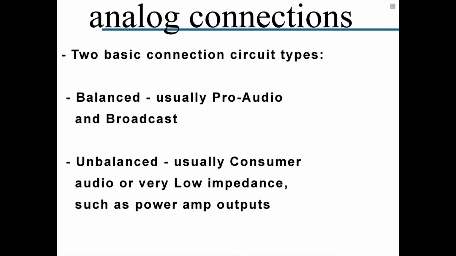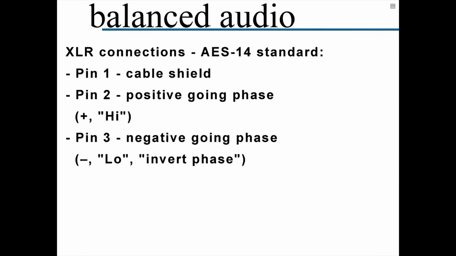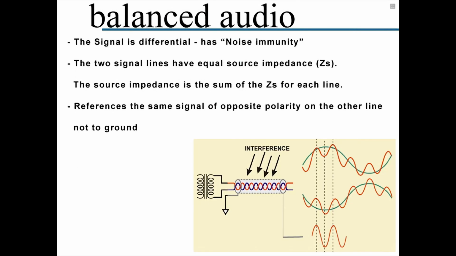There are two analog connection circuit types, balanced and unbalanced. Balanced audio circuits usually consist of three conductors: the cable shield and ground, the positive going phase or high, and the negative going phase or low.